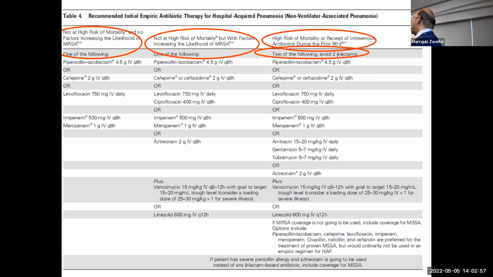If your patient is not at high risk of death, single cover. Or if your patient got some IV antibiotic in the previous 90 days, double cover. Make sense? So this is how you decide. You see these two circles. This one is no risk of mortality, and this is risk of mortality, somebody requiring pressors, severely ill, that then you double cover for Pseudomonas. Or if he got IV antibiotics in the last 90 days, you double cover Pseudomonas, because they are higher risk for MDR.